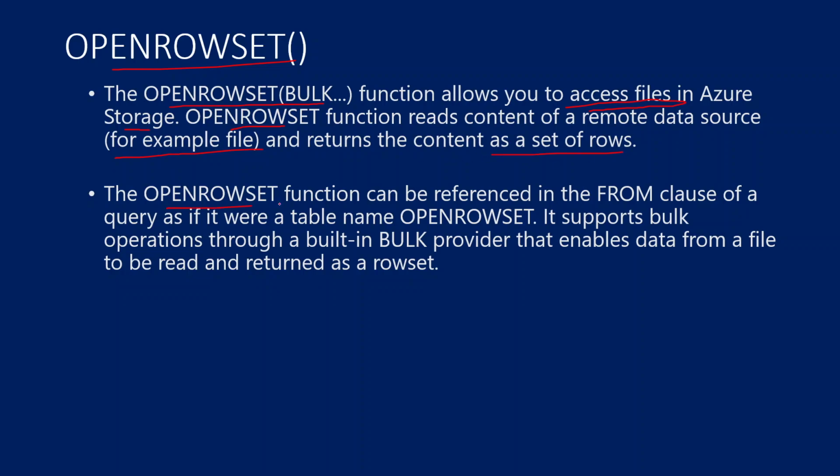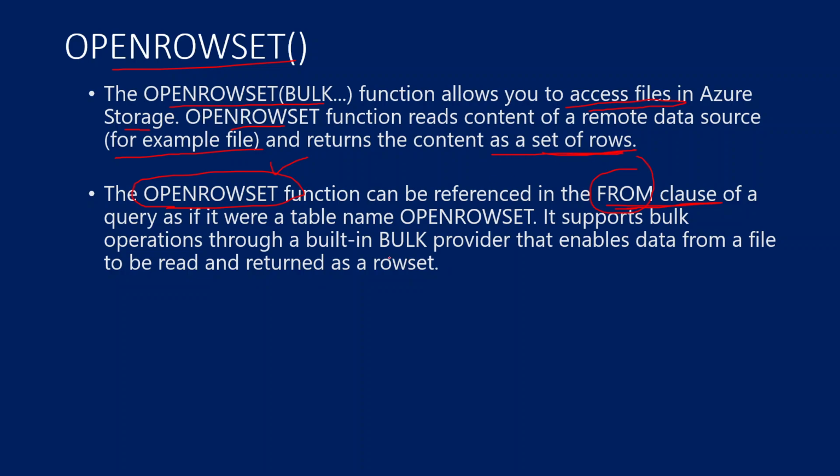This OPENROWSET function can be used with reference to the FROM clause, as if you are trying to query a table, so you will write SELECT * FROM table name, right? Similar to that, after the FROM keyword you can treat this OPENROWSET function as a table name, and inside that you will define a path to the file and other details, so that this function will get the data back as a set of rows.